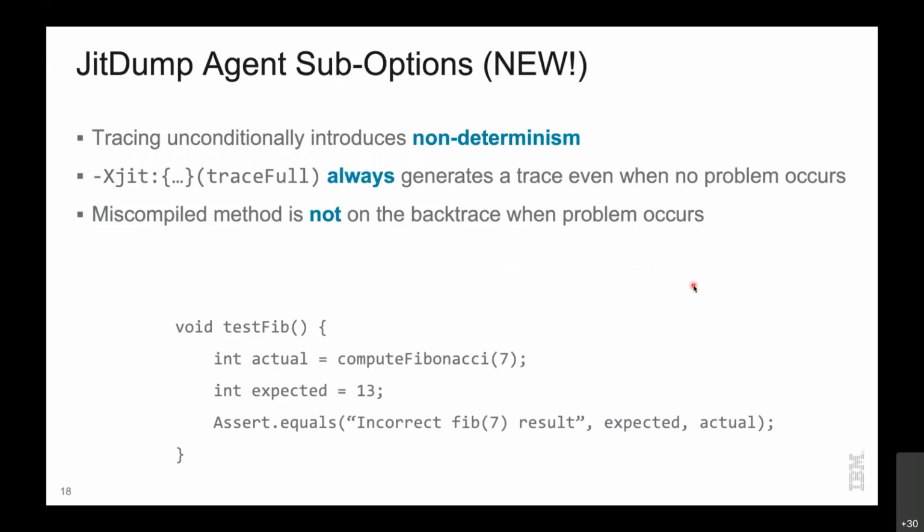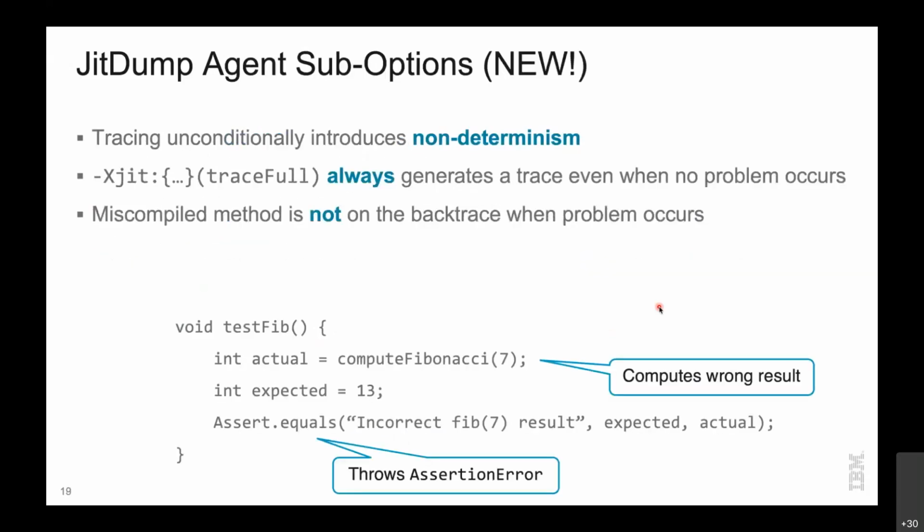So what are these new features that I'm talking about? Let's take a look at a simple example that we'll walk through to understand what this new JitDump agent sub-option does. We have a test fib method here. Let's pretend we're in some test bucket and we're calling our own function, which we wrote, computeFibonacci, and we're trying to get the 7th Fibonacci number. The result we expect is 13, and then we're going to assert that that value is correct, right? Pretty simple test.